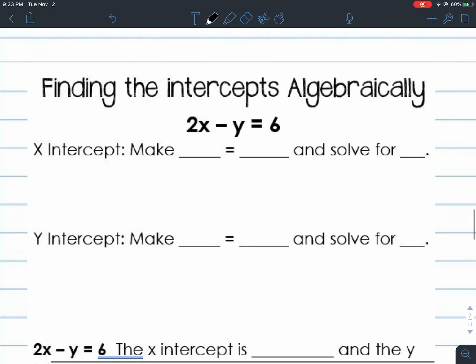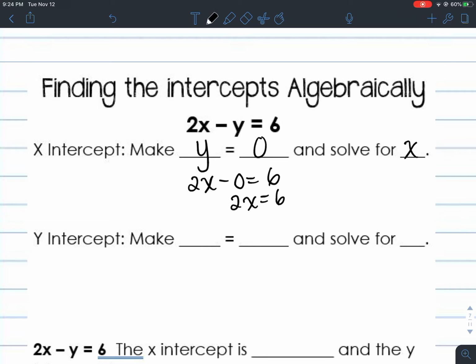Okay, so the more challenging part of this is that sometimes they're going to ask you to solve algebraically for the intercepts. You're still going to follow that same logic. The x-intercept is when y is 0, so we're going to take the y out. We write down the equation, but instead of writing minus y, we'll write minus 0, and then you can just solve from there. x is going to be 3. So that would be your x-intercept for this equation, 2x minus y equals 6.